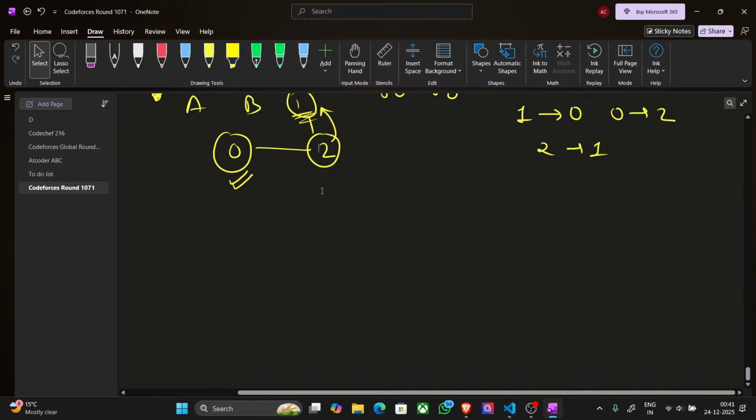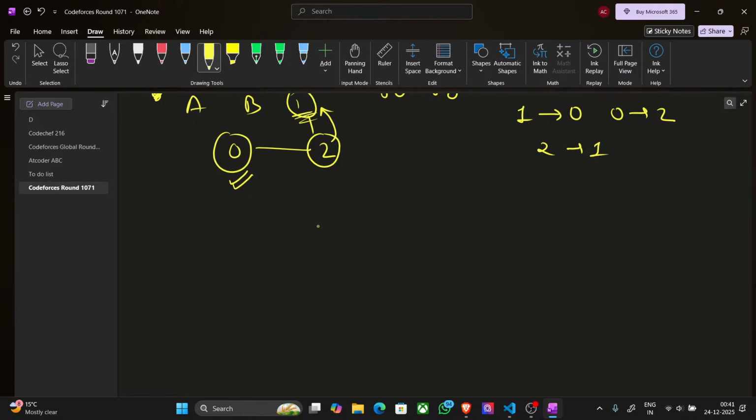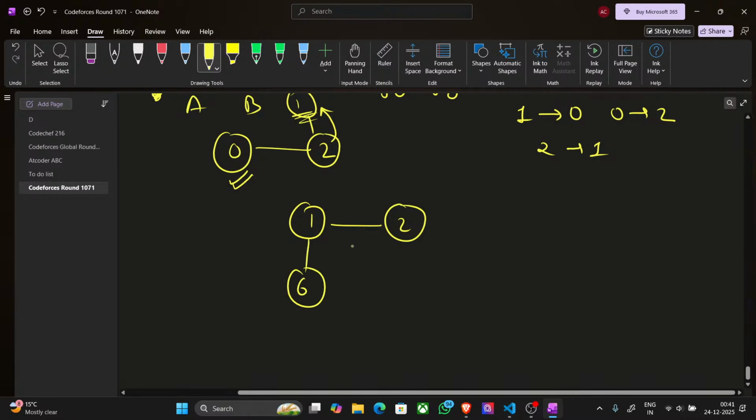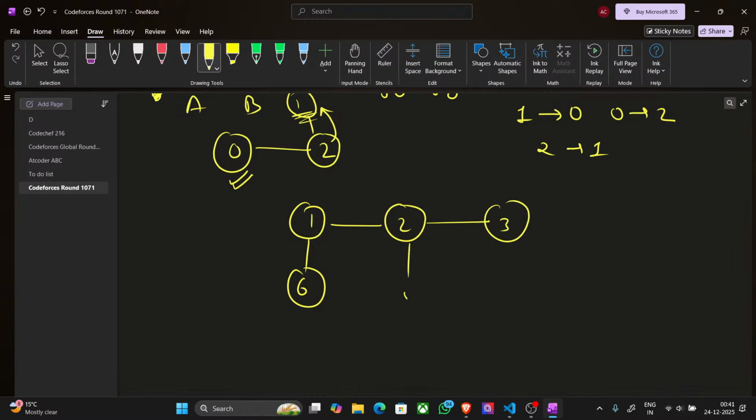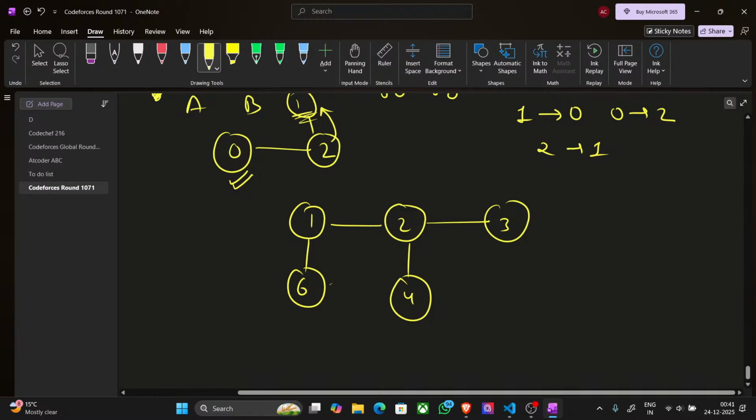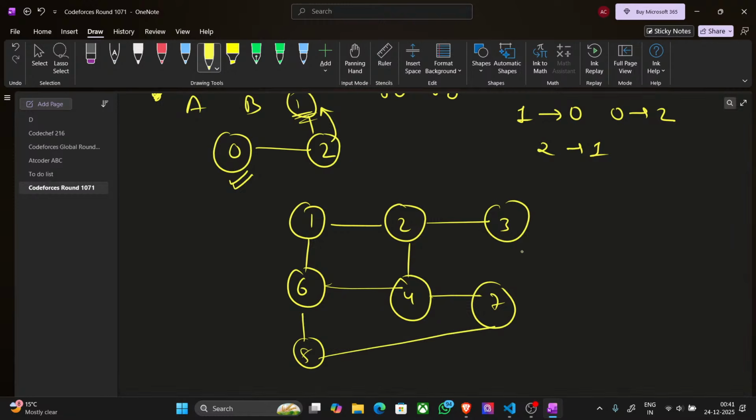Let's go through an example so that it is easier to understand. Okay, so the first edge is from 1 to 2, then 1 to 6, 3 to 2, 4 to 2, 6 to 4, 4 to 7, 5 to 6, and 5 to 7. Okay, so this is the graph, right?